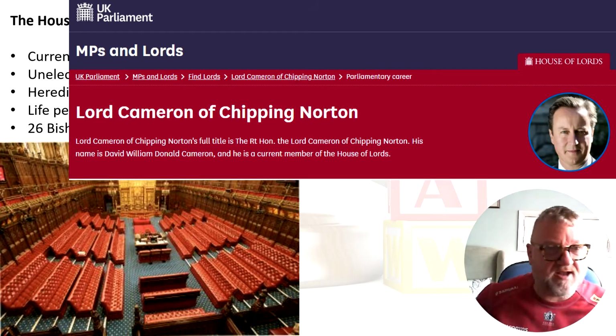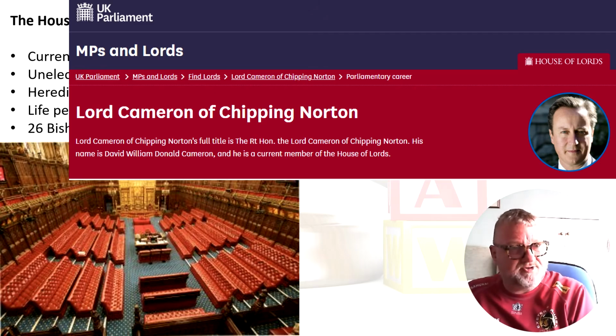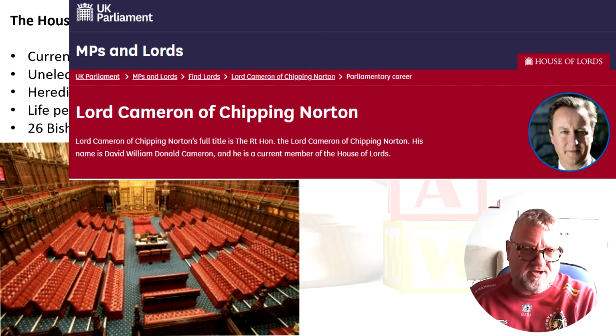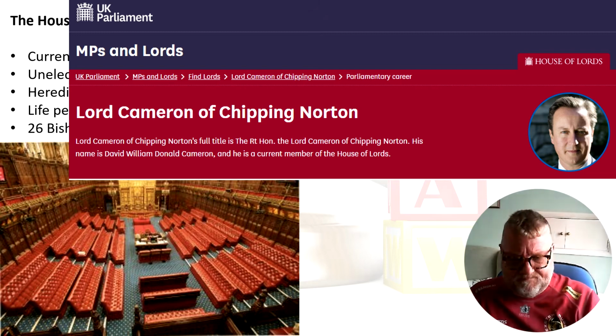Then you've got this man here, Lord Cameron of Chipping Norton, the Right Honourable David Cameron, David William Donald Cameron, ex-Tory MP. When he resigned, gave up standing as the leader of the Conservative Party, gave up as Prime Minister, he was given a place in the House of Lords as a lifetime peer.